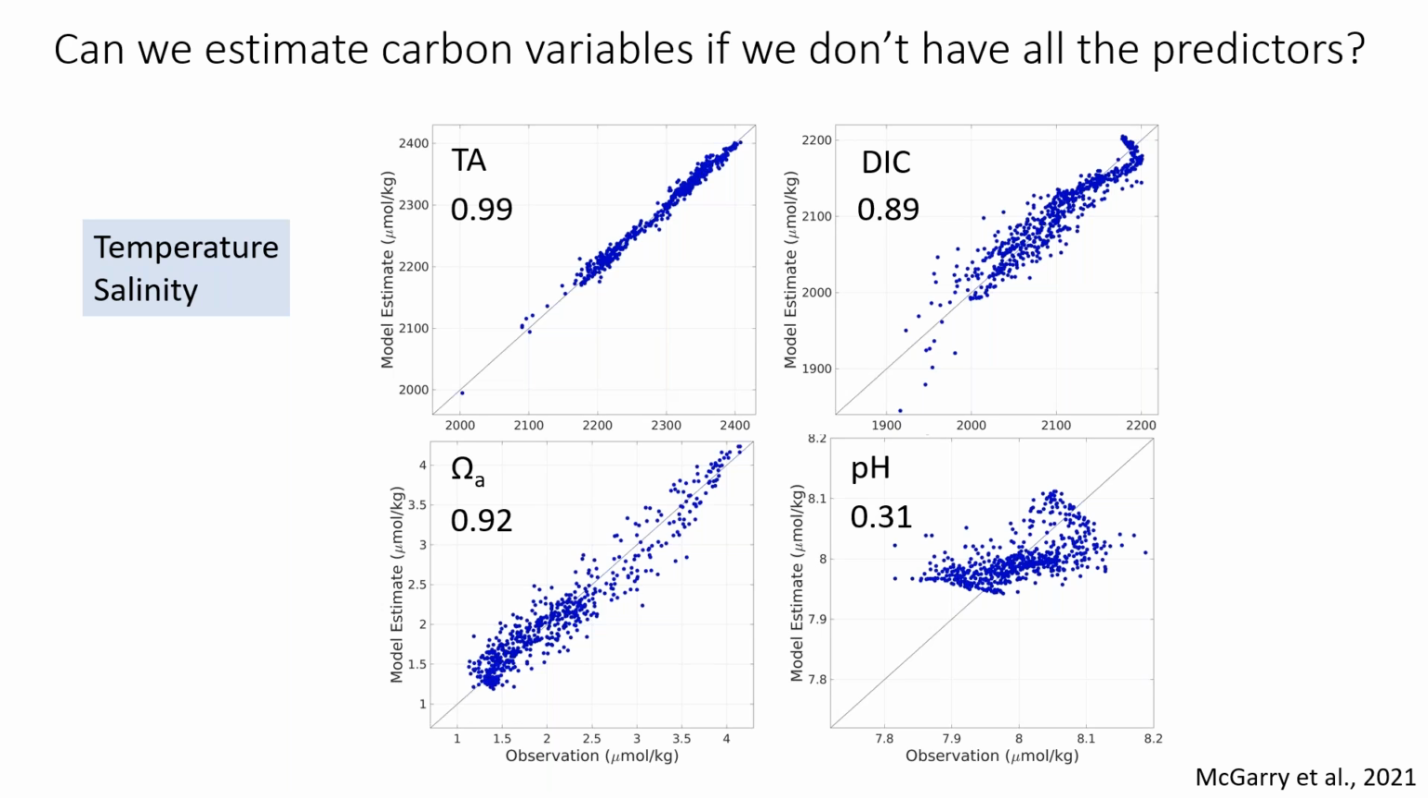So you can see that the model using temperature and salinity explains nearly all of the variability in total alkalinity, which goes back to how total alkalinity is mostly controlled by the mixing of water masses with different properties. The temperature and salinity models explain a large fraction of the variability in DIC and aragonite saturation state, but they do not explain a large fraction of variability in pH, which also goes back to how temperature is not a good predictor of pH.